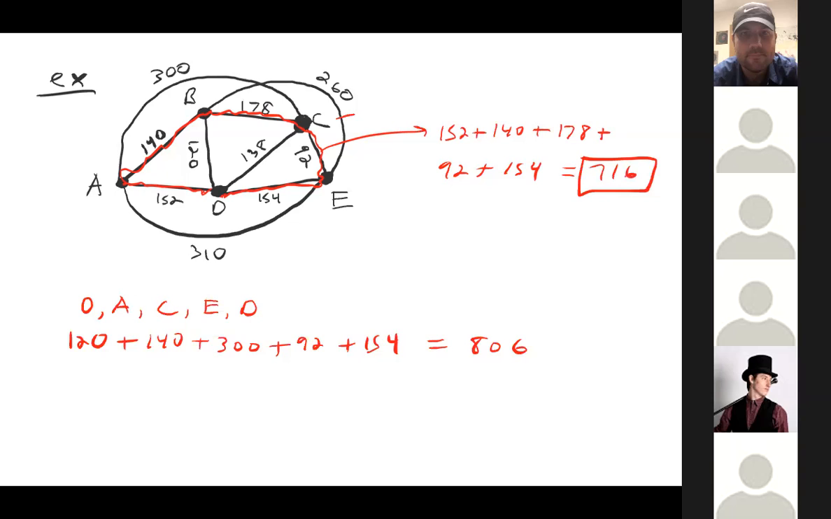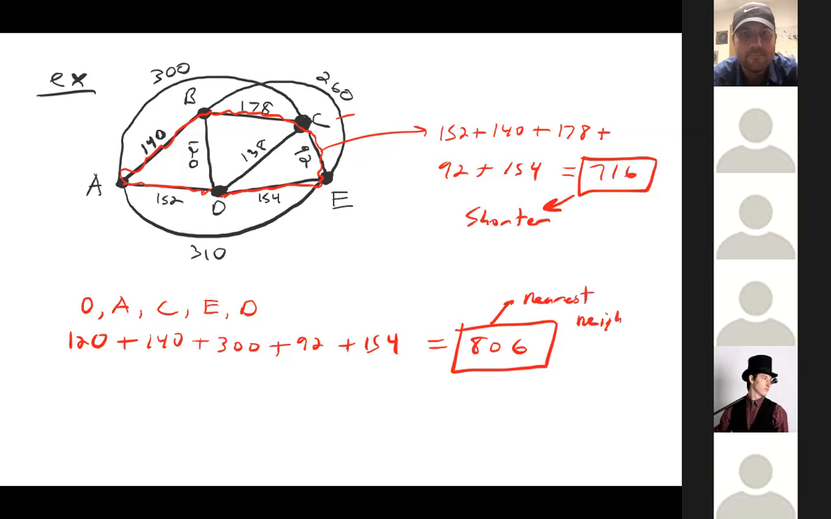I don't know if that's the shortest. There might actually be a shorter one yet. I'd have to experiment around. But this is the nearest neighbor method. So this is a shorter route. This is the nearest neighbor route. So you have to read your directions.